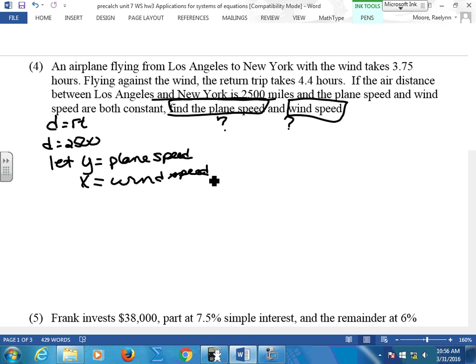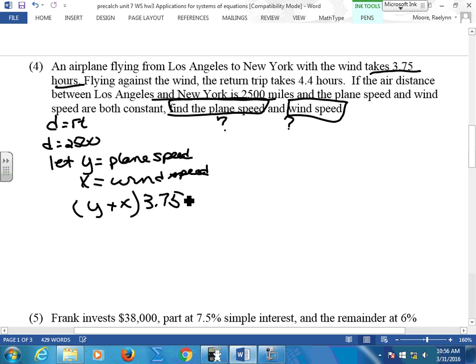Now, distance equals rate times time. My rate going with the wind is a plus. What's my time with the wind? It takes 3.75 hours, so times my time, 3.75. And what's my distance? 2,500. That's one equation.